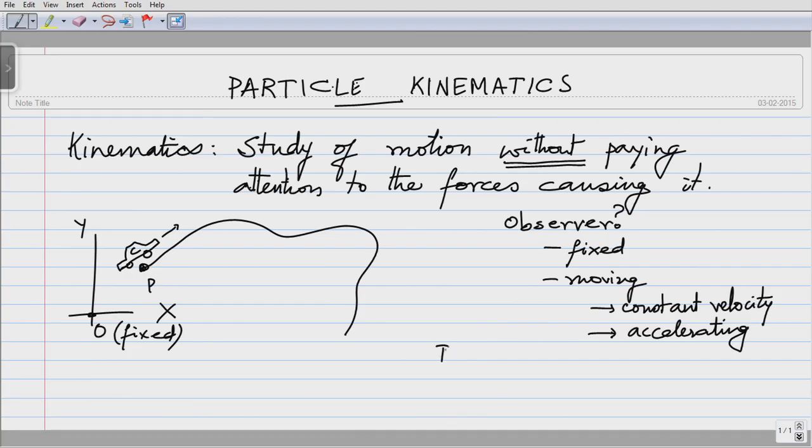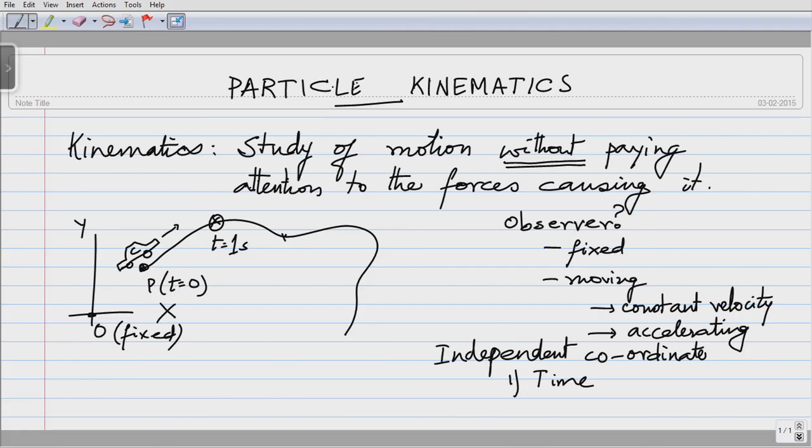Now, I can choose an independent coordinate. So, this is the next choice that one would have to make. The first choice is who is the observer and what is the observer's state, whether the observer is fixed or moving with a constant velocity. The second is what is our independent coordinate. The independent coordinate also has 2 choices. I can make observations with time as my independent coordinate. So, for example, the particle is at some position at t equal to 0, it could have moved to another position at t equal to 1 second, a third position at t equal to 2 seconds, and so on.